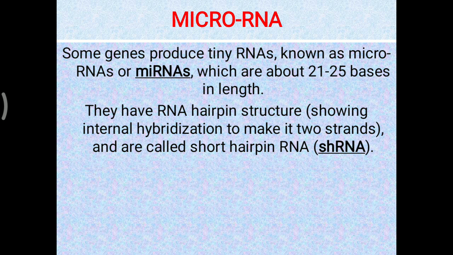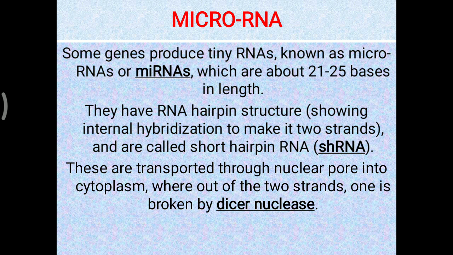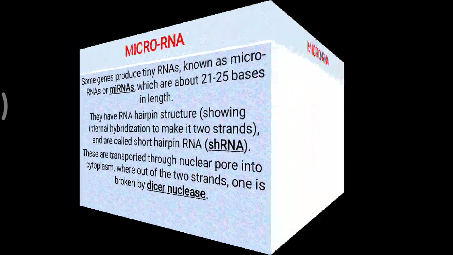Initially it is single-stranded RNA, called microRNA. When it is bent, it is considered a short hairpin RNA, or sometimes this whole molecule is initially called a pre-microRNA. These are transported through the nuclear pore into the cytoplasm, where, out of these two strands, one is broken by the endonuclease. Due to that hairpin-like structure formation, one strand will be removed with the help of the endonuclease, and only one strand will remain.